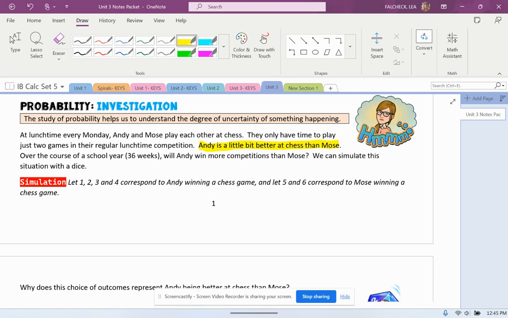So over the course of a school year, 36 weeks, will Andy win more competitions than Mose? We can simulate this situation with a dice. Why are we using a dice? Because a dice is random. The rolls of each dice are independent. So that's why we're going to use the dice as our simulation item.